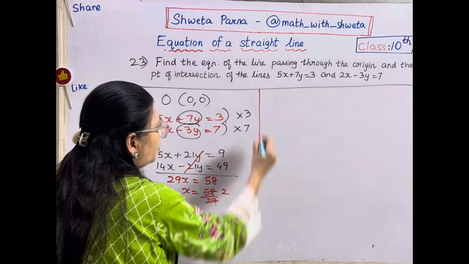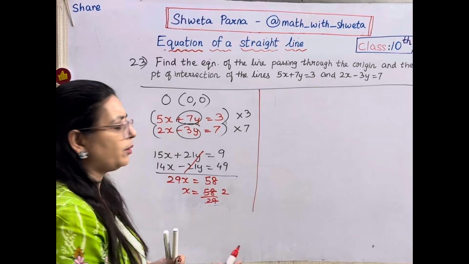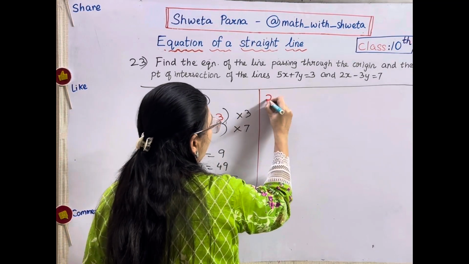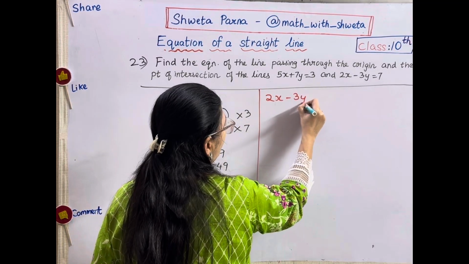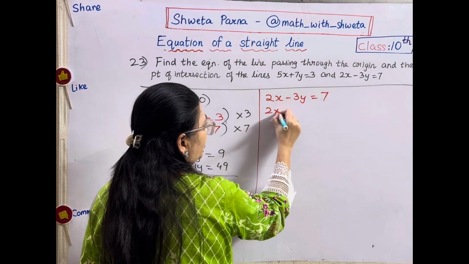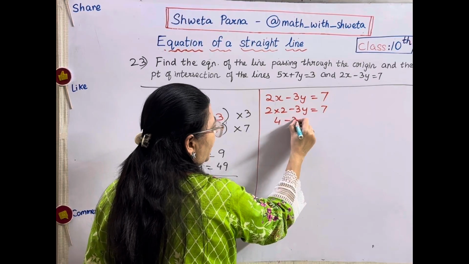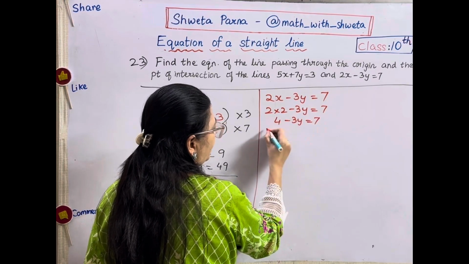Now substitute in any of the equations. This equation or this equation, any equation. So it is easier to take the smaller equation, minus 3y is equal to 7. The x value you got is 2. So 2 into 2 minus 3y is equal to 7. 4 minus 3y is equal to 7.